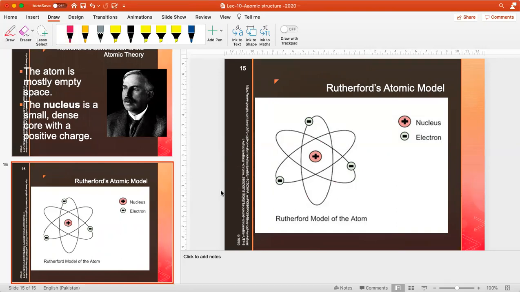So this is all about your introduction with the history. Now we go to the structure. In the next session, we need to understand about the atoms and structure of atom. Thank you so much.